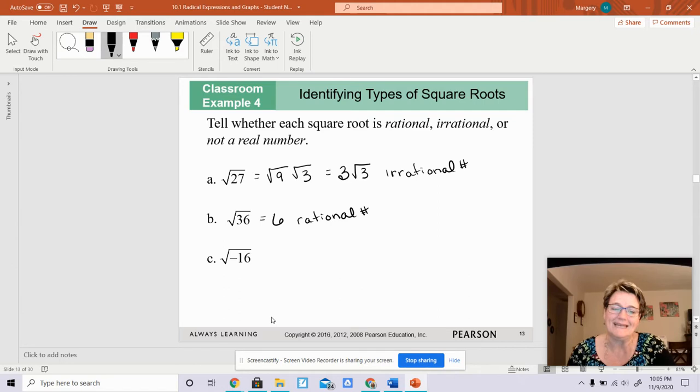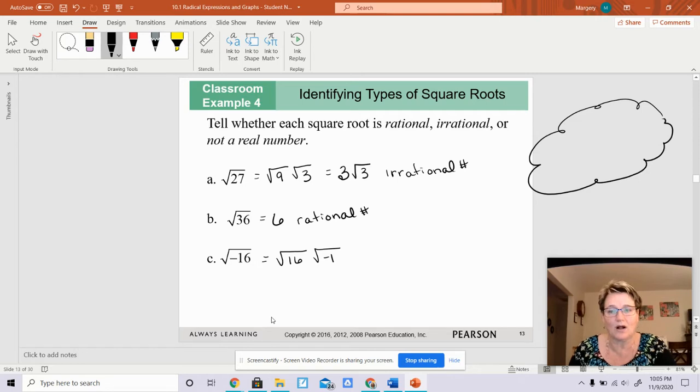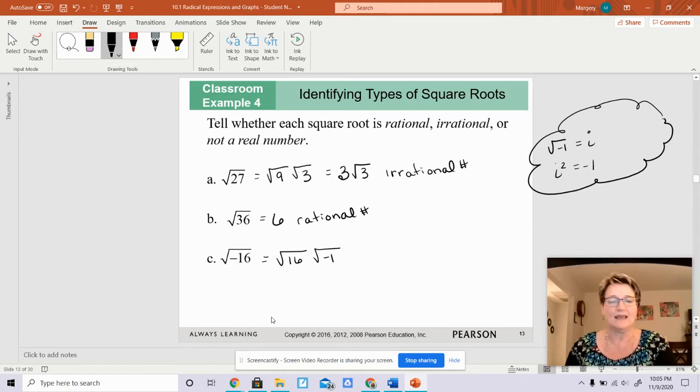Now, the square root of -16. That is actually not a real number. And because it's not a real number, I can break it up as the square root of 16 times the square root of -1. Because from Algebra 2, you were all taught that the square root of -1 is equal to i, and i squared is equal to -1. That is something you learned way back in the day. If you forgot, there you go. So the square root of 16 is 4, and the square root of -1 is i. So the answer to this problem would be 4i.